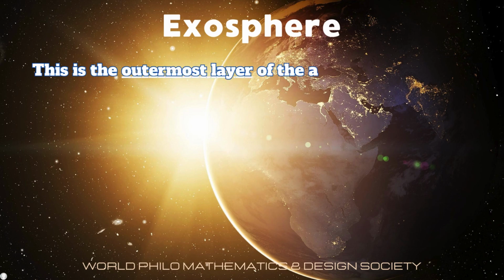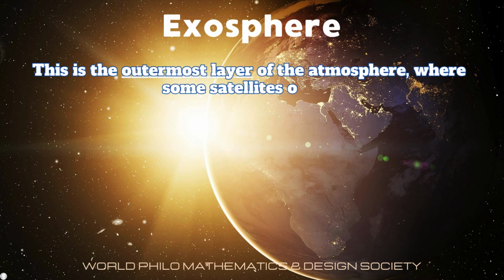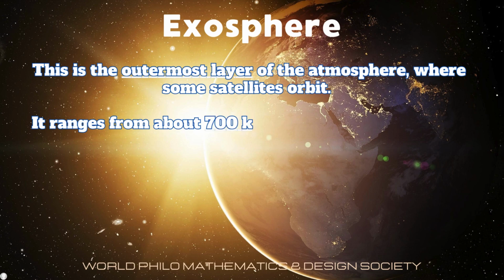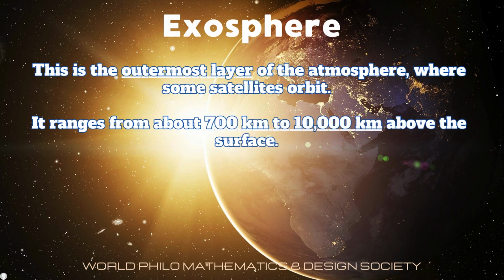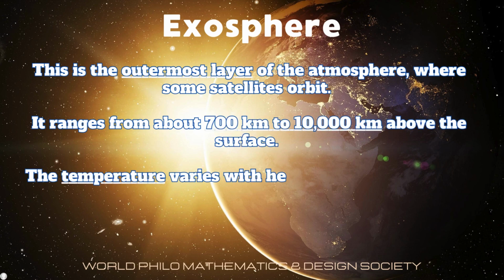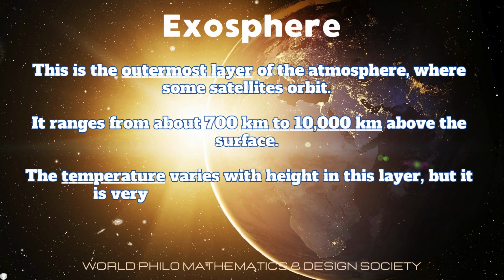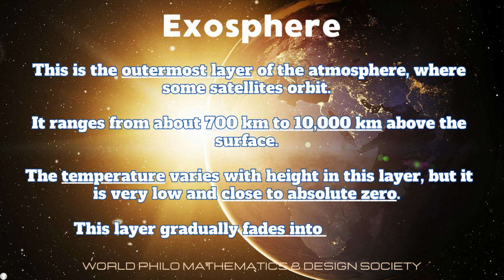Exosphere is the outermost layer of the atmosphere, where some satellites orbit. It ranges from about 700 km to 10,000 km above the surface. The temperature varies with height in this layer, but it is very low, relative to absolute zero. This layer gradually fades into outer space.